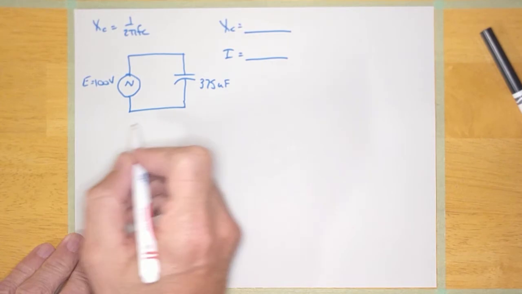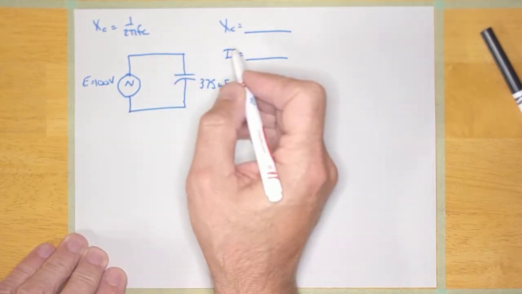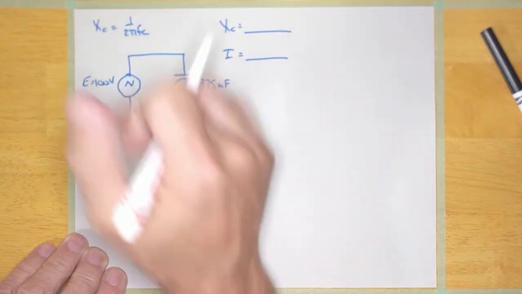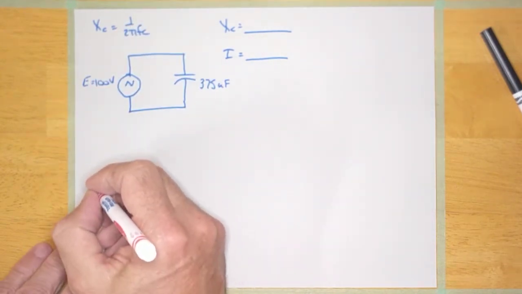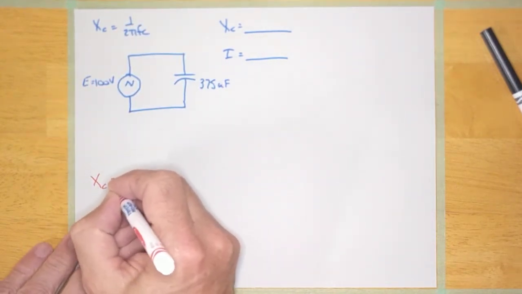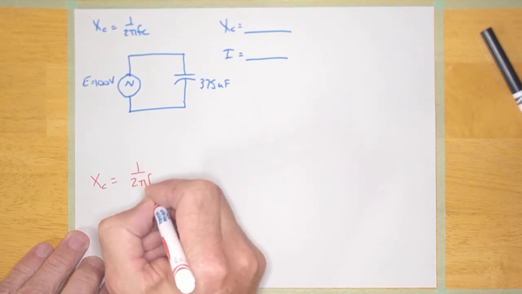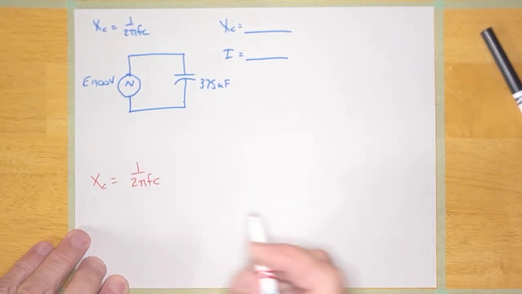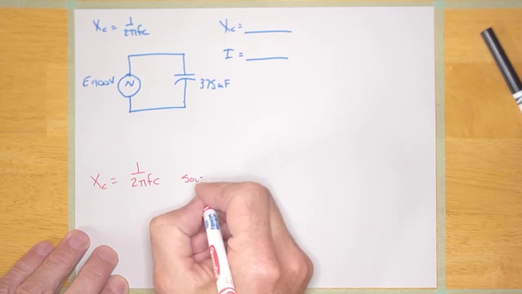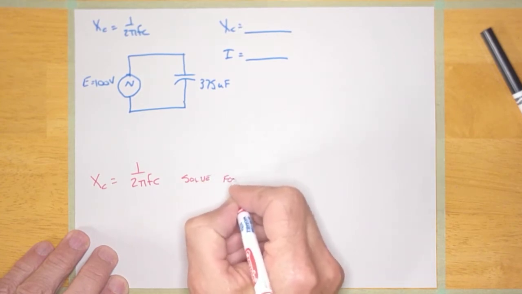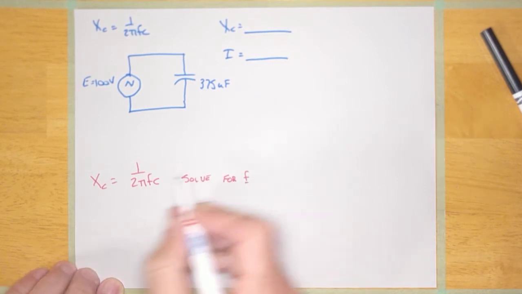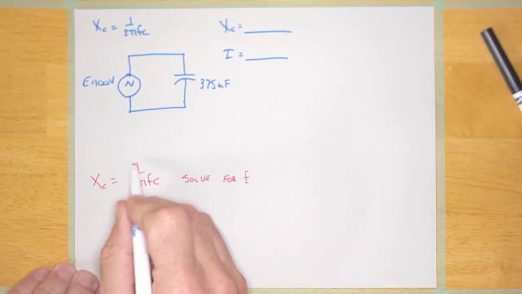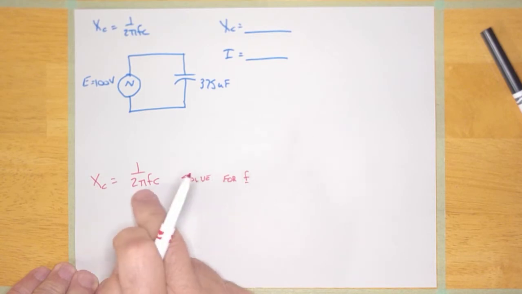Forget about this question for a second. We're going to do it in a minute. Right now, I just want you to see this formula being transposed. So if I write down that formula, let's say, guys, that we are solving for frequency f, okay?